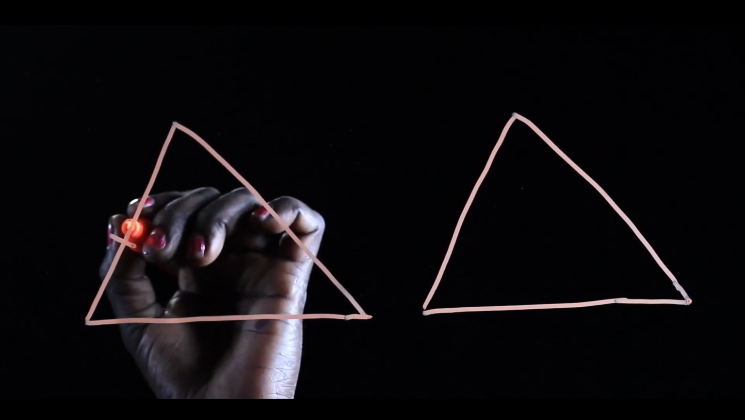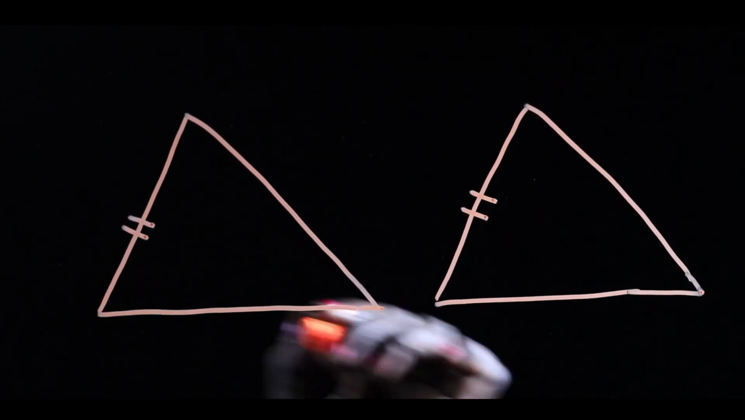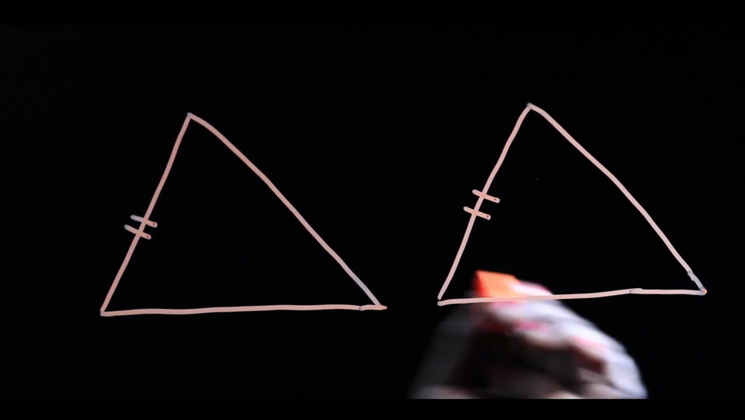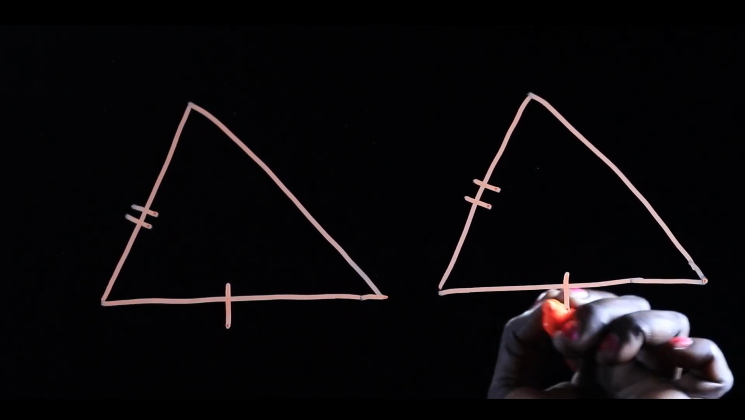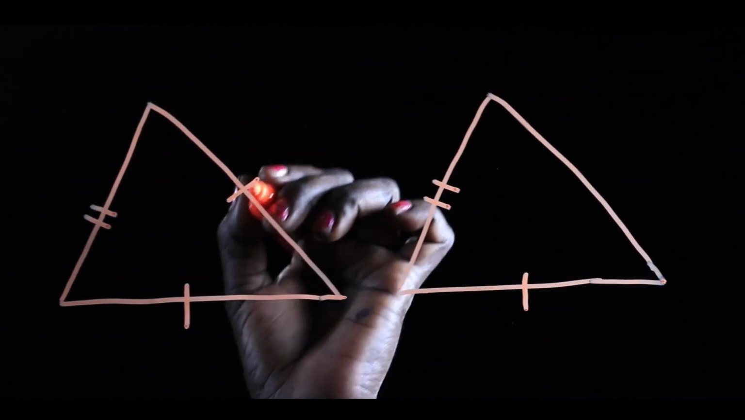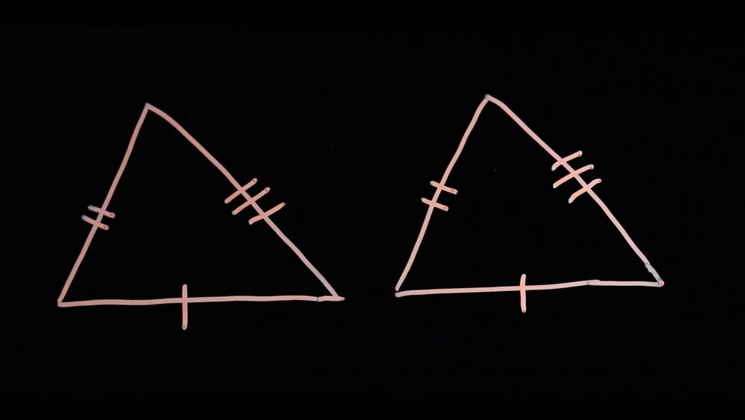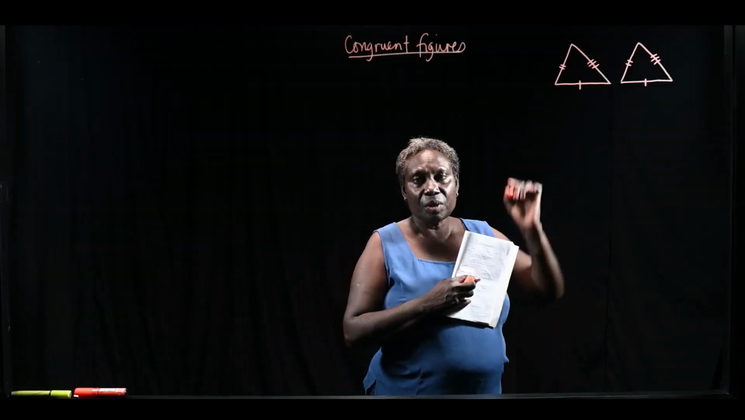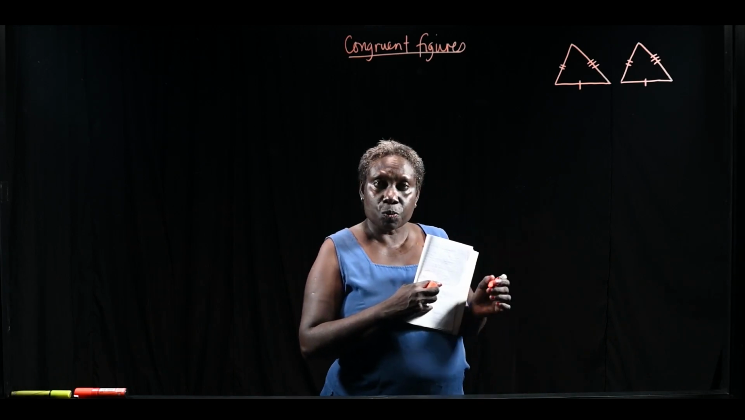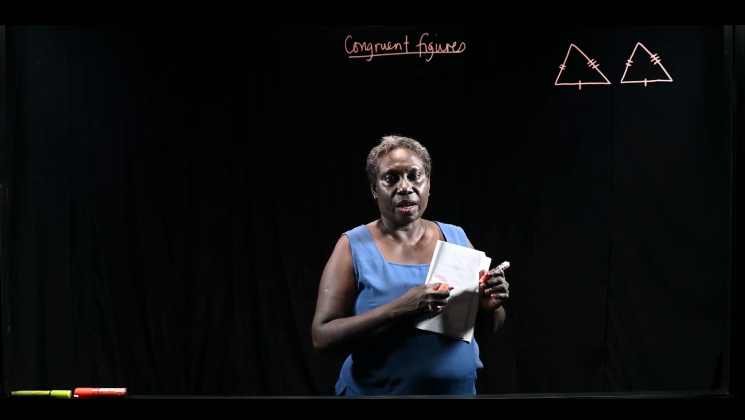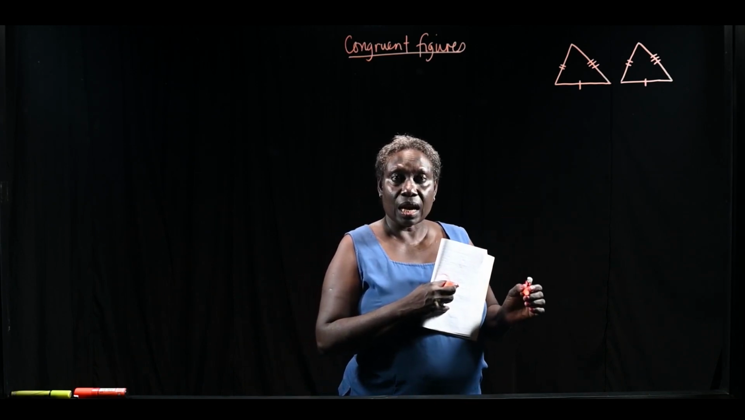This side and this side are equal. So let's say these two corresponding sides are equal. This side and this side are equal, and these corresponding sides are equal. So from these two triangles, we can see that the corresponding sides are equal. Therefore, these two triangles are congruent.